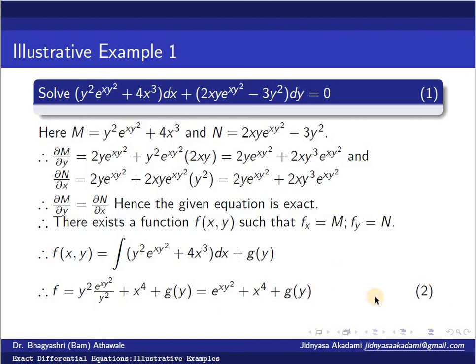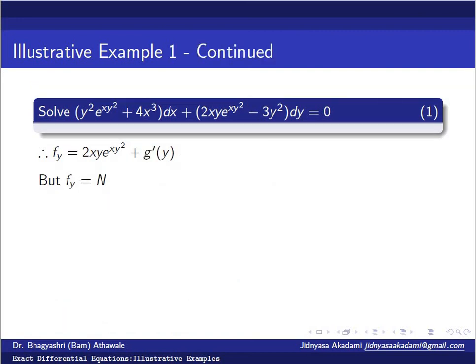Simplifying it, we get e^(xy²) + x⁴ + g of y. Now, to find this g of y, we are going to use the equation f_y is equal to N. So differentiate this f now with respect to y. And this ∂f/∂y, or f_y, is e^(xy²) into 2xy plus g dash of y. That is, f_y is 2xy e^(xy²) + g'(y). Equate it with N. This is N. So if we equate this with N, we get 2xy e^(xy²) + g'(y) is equal to this. So this term will get cancelled with this term, and we are getting g'(y) is equal to minus 3y², which is perfectly okay.